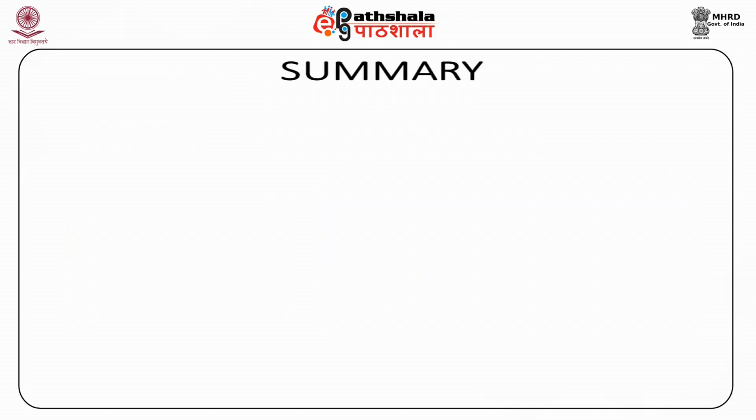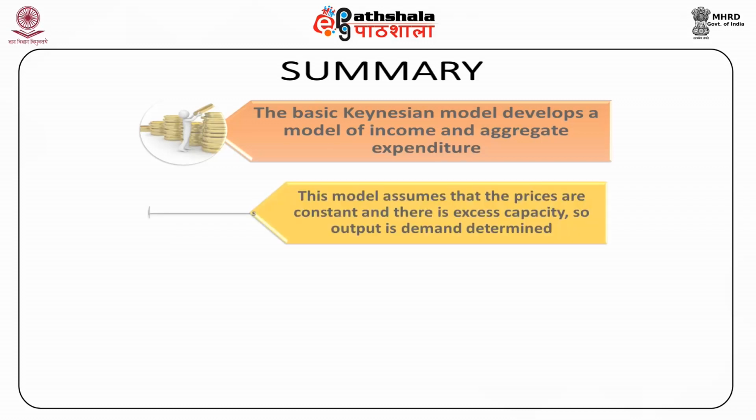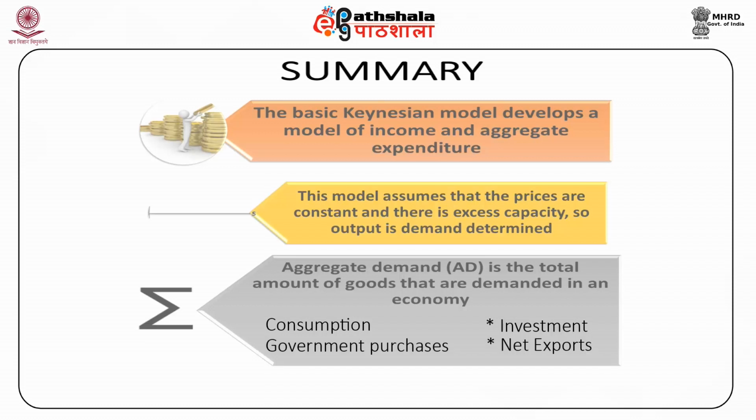Let us summarize what we learned in this module. The basic Keynesian model develops a model of income and aggregate expenditure. This model assumes that the prices are constant and aggregate supply curve is horizontal. Aggregate demand AD is the total amount of goods that are demanded in an economy. There are four components of aggregate demand: consumption C, investment I, government purchases G, and net exports NX.